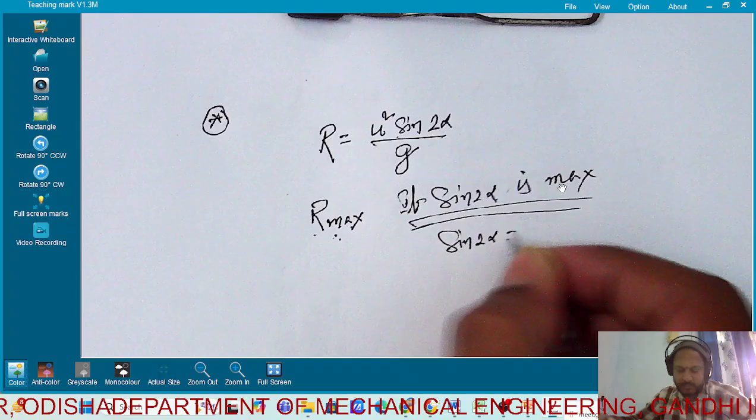Next is horizontal range. R is equal to u square sine 2 alpha by g. What is R max? u square by g. At R max, what is the value of alpha? 45 degrees. So these are the 6 formulas which you have to remember.